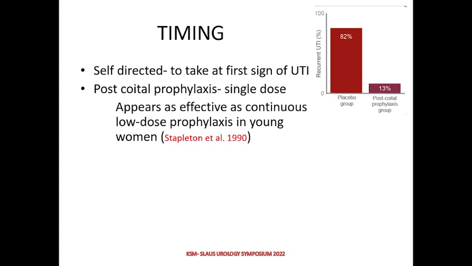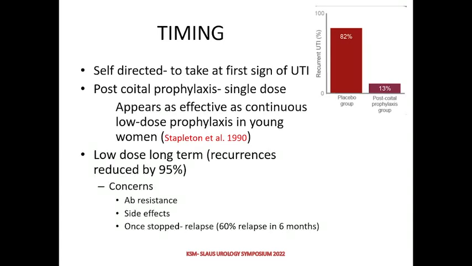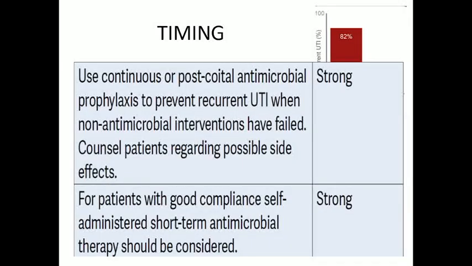Postcoital prophylaxis, if the incidence of urinary tract infection is related to sexual intercourse. That has shown the recurrent urinary tract infection in placebo group was like 80%, and in postcoital group it was 13%. Or else the third option is low dose, long-term use of prophylactic antibiotic. The problem with that is it can cause antibiotic resistance, and once stopped, 60% might have recurrent infection.